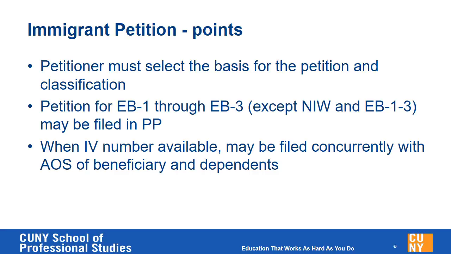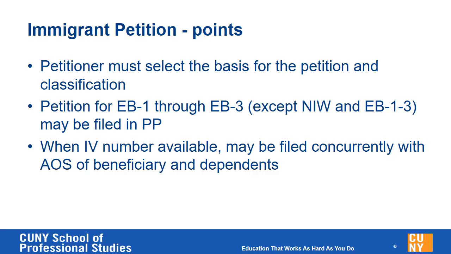Some points. The petitioner, the employer, or the beneficiary in self-petition cases, must designate or select the basis for the petition. And this is how USCIS is going to look at it. So if the person or the employer chooses EB2, they will look at it against the qualification for EB2. If the person does not qualify for EB2, even though they may qualify for EB3, for example, the petition might be denied because the person does not qualify for the classification that was sought. So this is important.